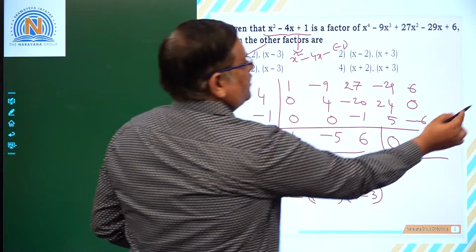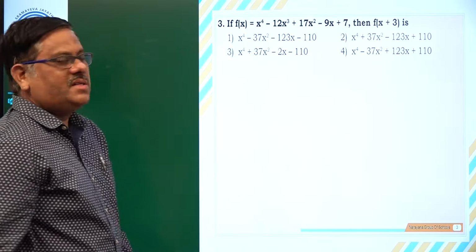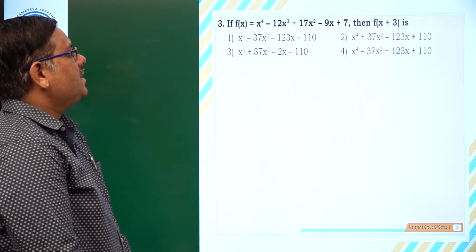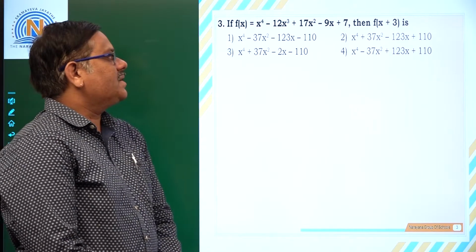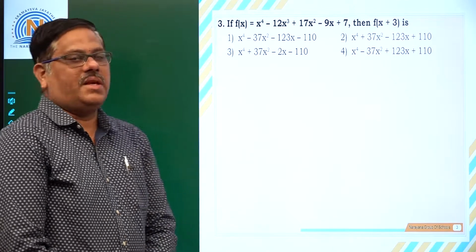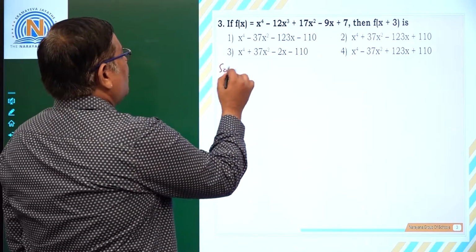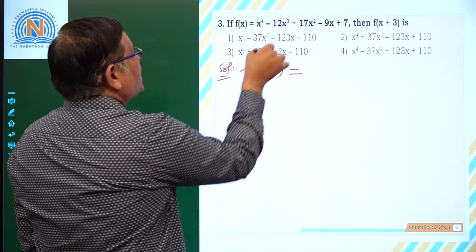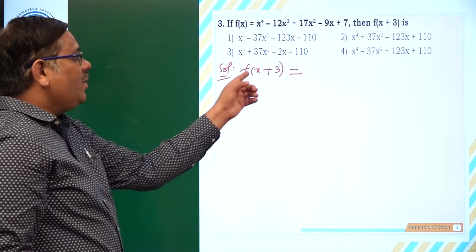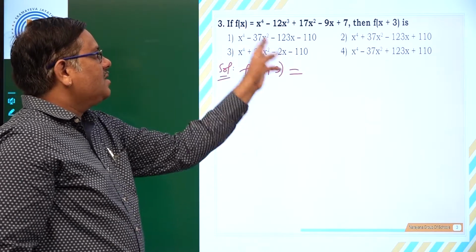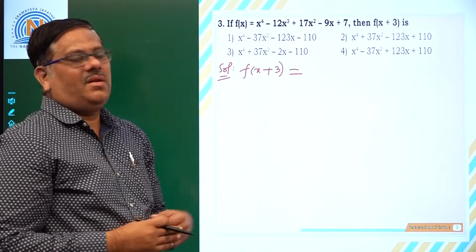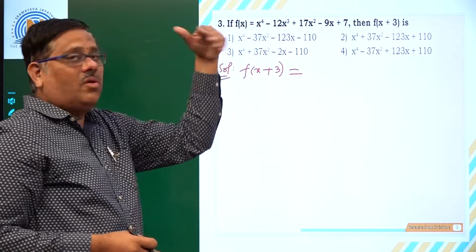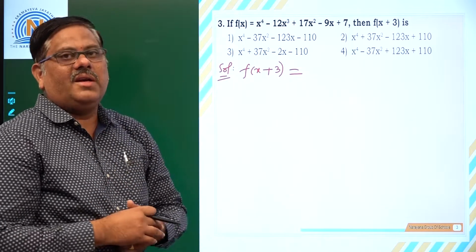Now, let us take the next question. If f of x is x power 4 minus 12x cube plus 17x square minus 9x plus 7, then f of x plus 3 is, okay, whenever you are asked to find f of x plus 3, you have to replace x with x plus 3, that's all. Of course we can do that, but it is a lengthy process. If you want to expand x plus 3 whole power 4, it is a little tedious process.